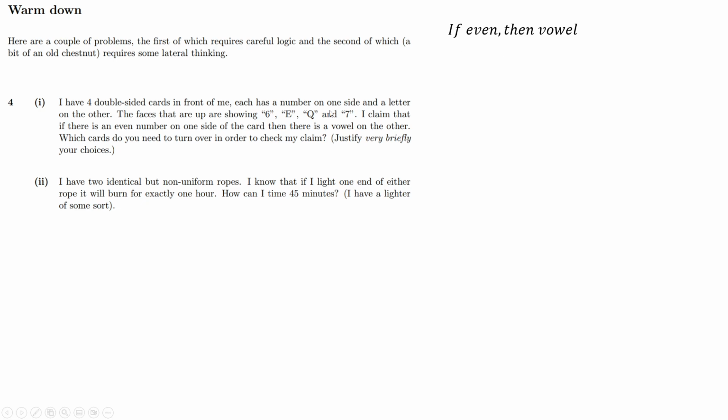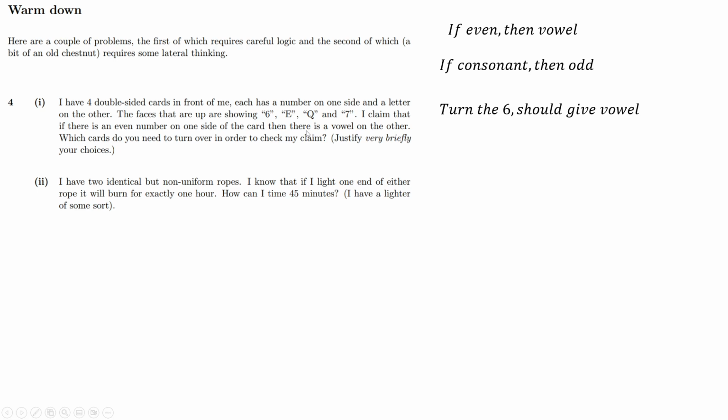Anyways, if it's even, then there must be a vowel on the other side, and if it's a consonant, it must just follow that the other side must be odd, I think. That was just my reasoning. I think that's true. I checked the answer and I got it right, so I'm guessing those 2 statements that I made are correct. If I'm wrong, please correct me. Anyways, obviously we need to turn the 6, because if we turn the 6 and it's a consonant, it means that this claim is instantly false. So we turn the 6 and then we should get a vowel. If we don't get a vowel, the claim is false. If we do, it's true so far.